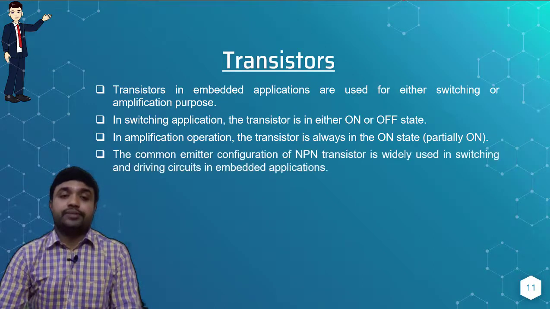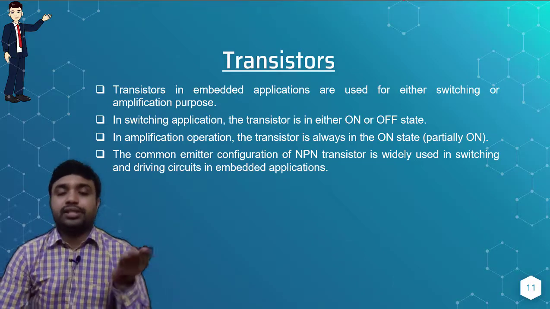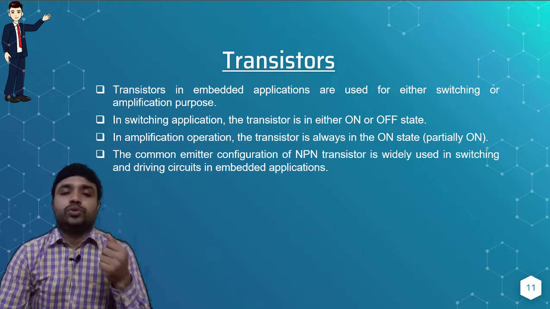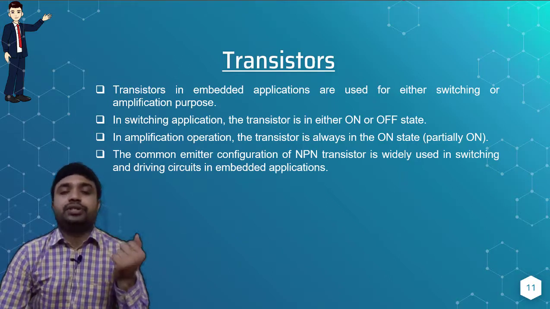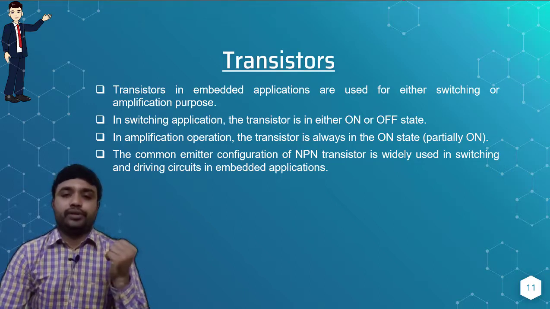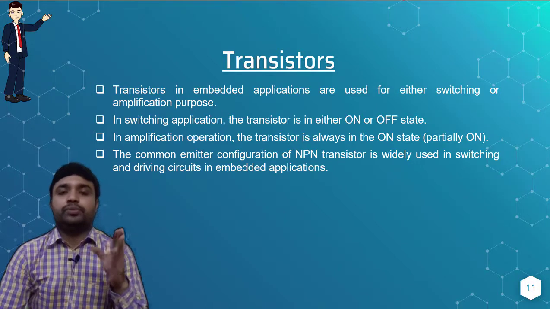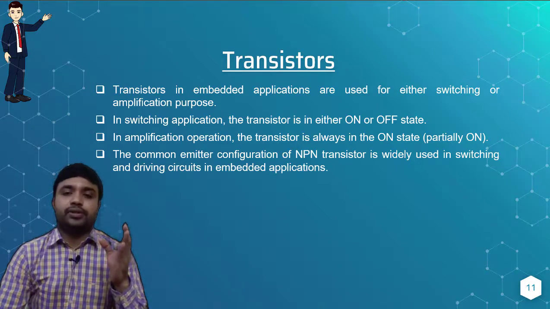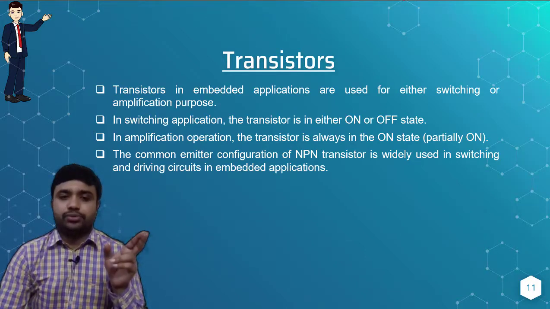Next, we are going to make use of the transistor in three different configurations, based on their terminal combinations: emitter, base, collector. The common or efficient way of operating your transistor for your applications is the common emitter configuration. In that also we make use of the NPN transistor. The common emitter configuration of the NPN transistor is widely used in switching and driving circuits in embedded applications.